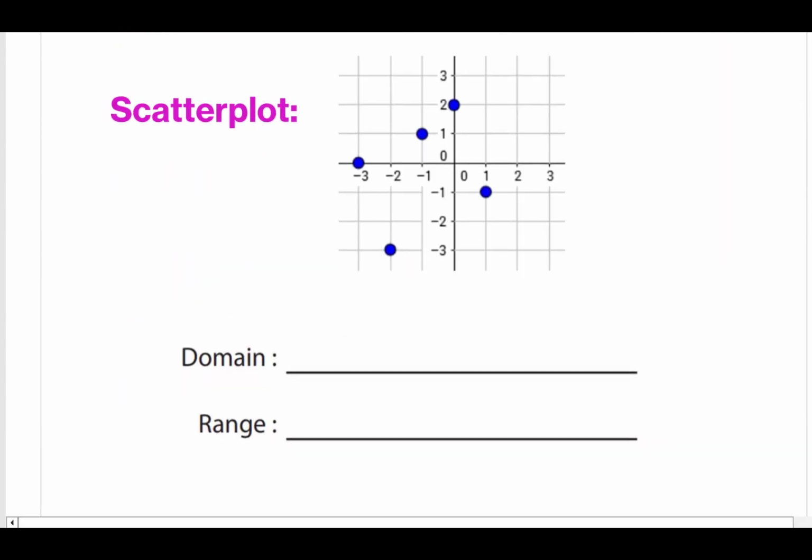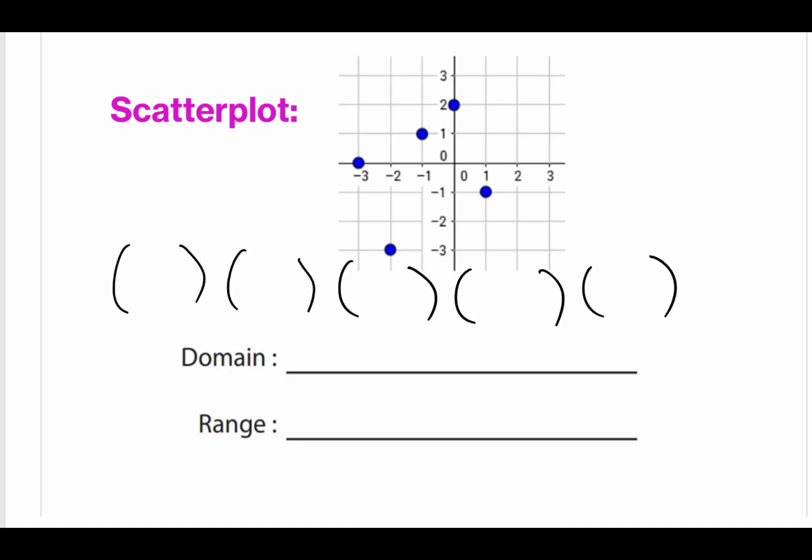Okay, the next type of problem is when you have a scatter plot. So again, how many points do I have on the graph? ¿Cuántos puntos tenemos en la gráfica? Tenemos 5. We have 5 points. So point 1, 2, 3, 4, 5. So we can start with this point. X is 1, right? And y is negative 1. So x is 1, y is negative 1.